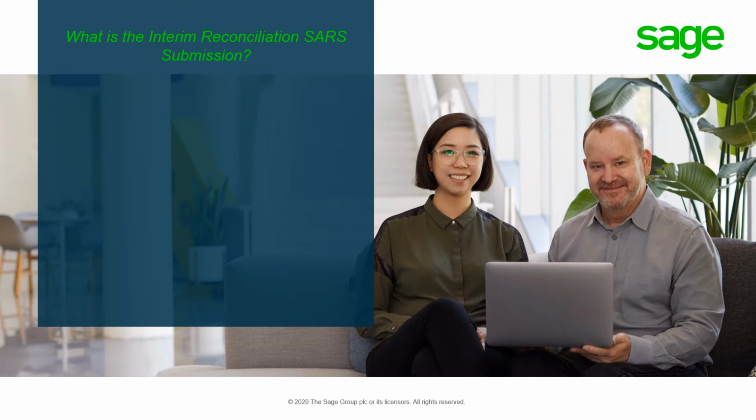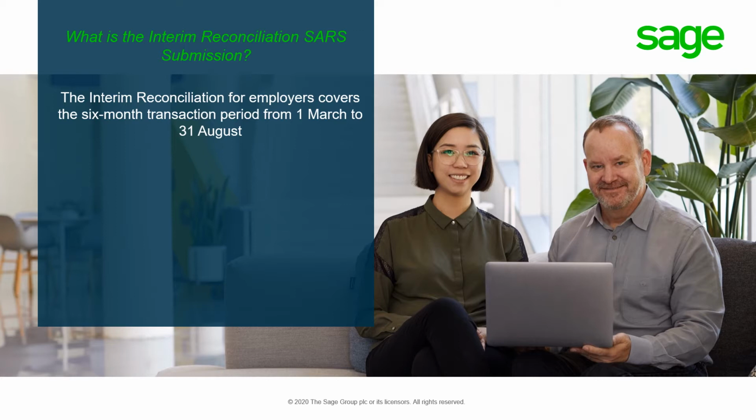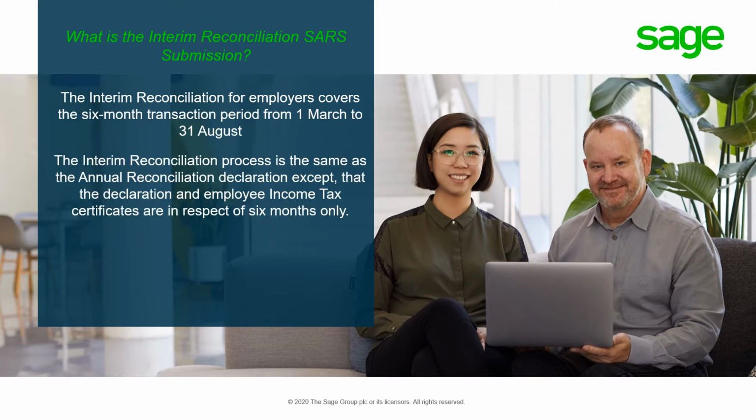What is the Interim Reconciliation SARS submission? The Interim Reconciliation for employers covers the 6-month transaction period from 1 March to 31st August. The interim reconciliation process is the same as the annual reconciliation declaration, except that the declaration and employee income tax certificates are in respect of 6 months only. For this submission, no tax certificates are printed or distributed to employees.